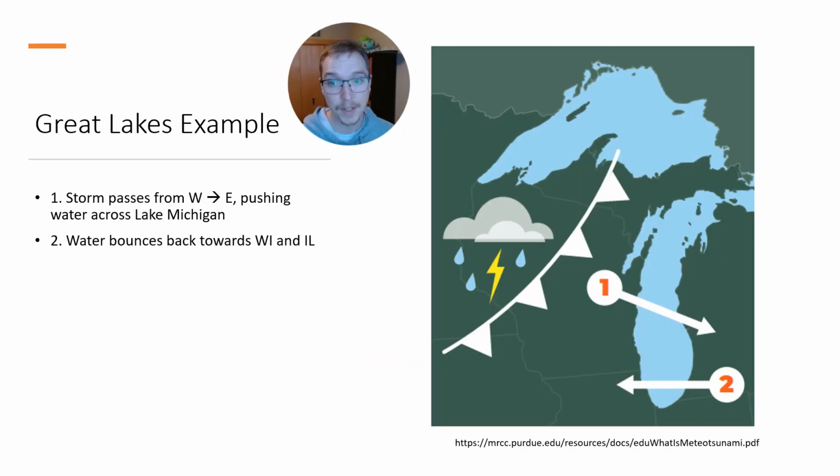Now, here we have a Great Lakes example, because these are actually something that we see somewhat regularly here in the Great Lakes region. In stage one, you've got a storm that's passing from the west, pushing water across Lake Michigan. Water rushes towards the Michigan coastline in this example. And then in part two, that water bounces back towards Illinois. The strength of the meteotsunami can become more powerful as it heads towards Illinois and reaches that shoreline, or the shorelines of Wisconsin and Illinois here. Dangerous conditions occur along the lakefront, including rip currents and sudden rises in lake level.